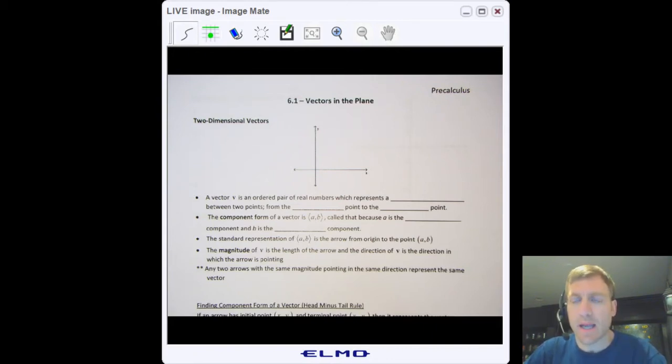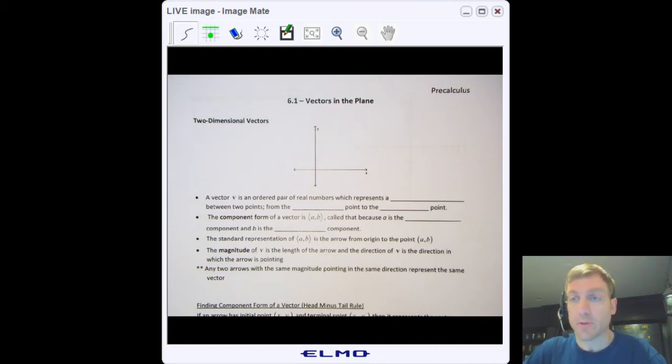As I mentioned online, the last two sections we're going to cover here are 6.1 and 6.2 on vectors and applications of vectors. And then we'll be done with our new units for the school year. Okay, but these couple sections will take a while, especially 6.1. There's a lot of topics here.